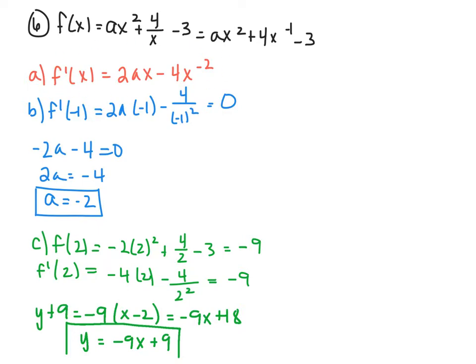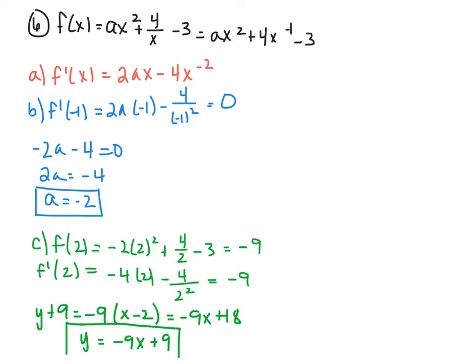So if you take the derivative, bring the power down in front, 2 times a is 2a, reduce the power by 1, you get x. Bring the power down in front, negative 1 times 4 is negative 4, negative 1 minus 1 is a negative 2, and then the negative 3 goes away. So your derivative is 2ax minus 4 over x squared, or 4x to the negative 2.